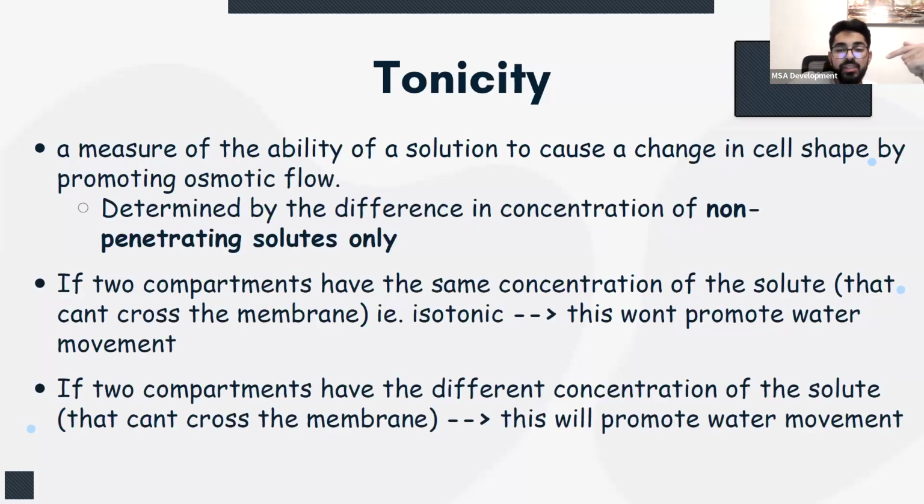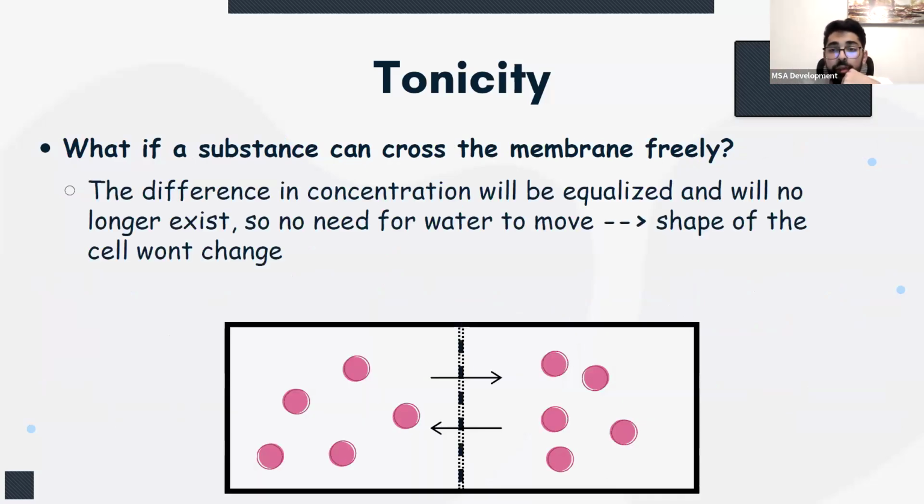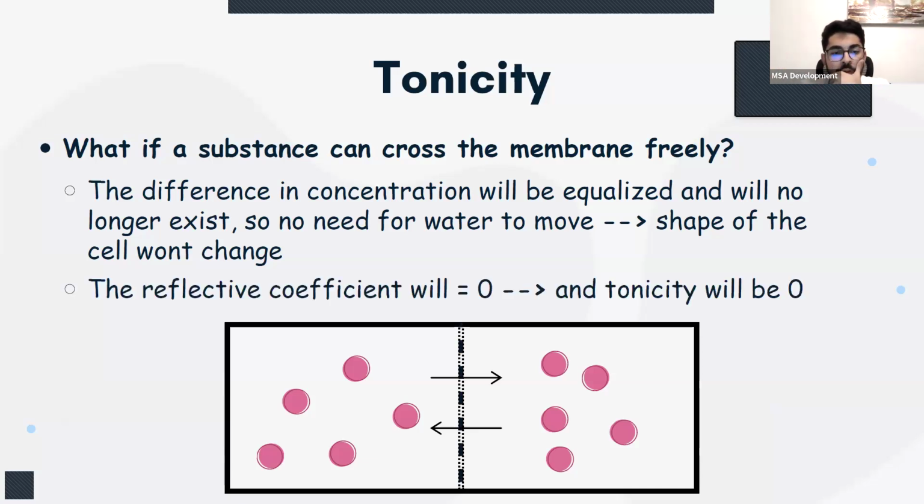Now, why did I say that this substance has to be a non-penetrating solute? Because if you have a substance that can cross the membrane freely, and you have a difference in concentration between the two sides, again, that substance is just going to cross to the other side and equalize the stuff. And you won't have any water movement as a result of that. And applying that to the shape of the cell, because there is no water movement, the shape of the cell is not going to change. It's not going to have more water or less water, okay?